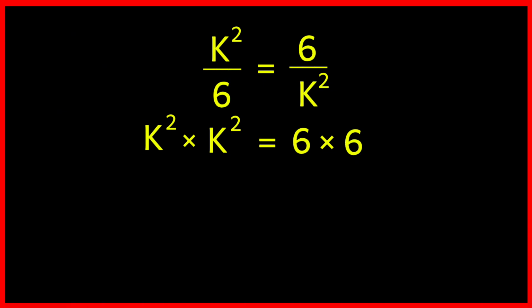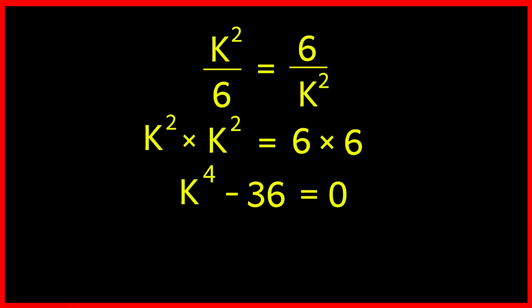And we recall that when we multiply powers with the same base, we add the exponents. So k squared times k squared becomes k to the power of 4, while 6 times 6 becomes 6 squared. So now we have k to the power of 4 equals 6 squared, which is 36. Next, we bring everything to one side of the equation so that we can factorize, giving us k to the power of 4 minus 36 equals 0.